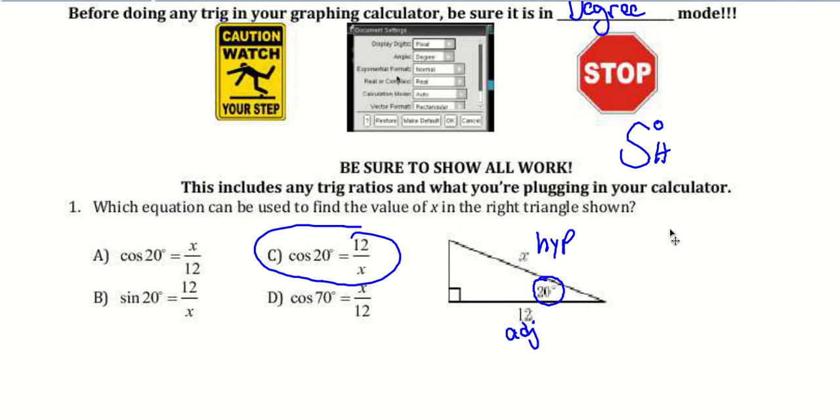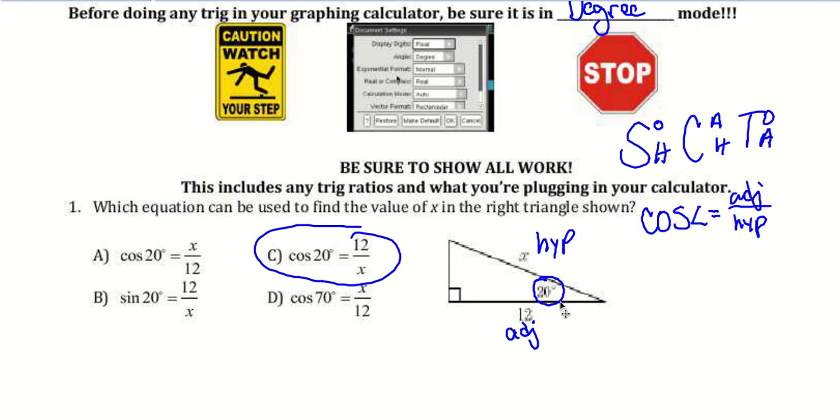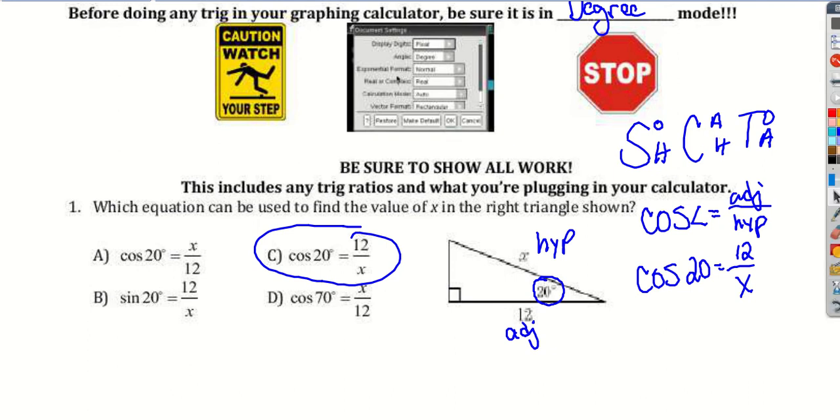So remember the SOHCAHTOA. We're going to use cosine. So the cosine of our angle is equal to the adjacent leg over the hypotenuse. And then we'll plug the 20 in. So cosine of 20 is equal to 12 over x. And that is why our answer is going to be choice C.